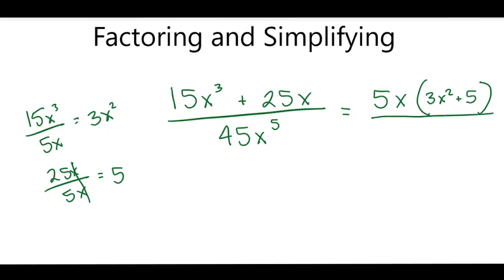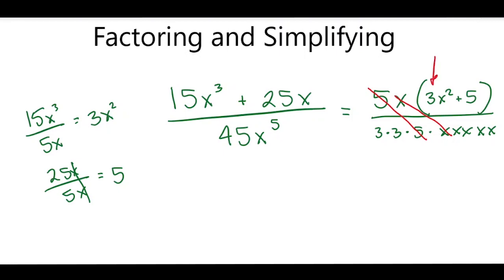And on the bottom, since there's one term, I will find the prime factorization of 45x to the fifth. The prime factorization of 45x to the fifth is 3 times 3 times 5 times x times x times x times x times x. Now let's see what we can cancel on the top and the bottom. Well, this 5 and this 5 cancel, and this x and this x cancel.